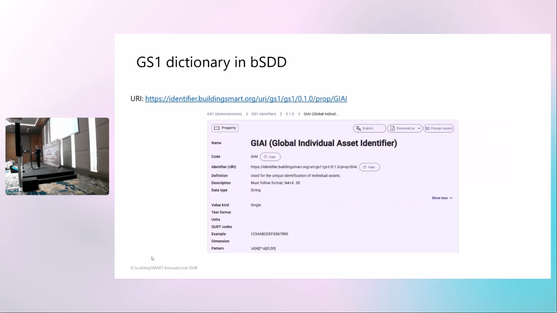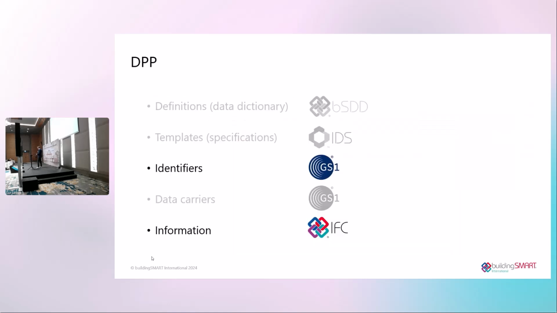If we have a closer look at the GIAI identifier, the user can read that it's not just the 4 letters, but it has a definition: it is used to identify individual assets. They can also read what value is expected, that it should start with 4 digits followed by up to 30 characters. They can also use it for automatic processing, which we'll mention in a moment. They can also see some examples. And very important here, they can also see the identifier that can be also placed in the models so that others can also find this definition later.